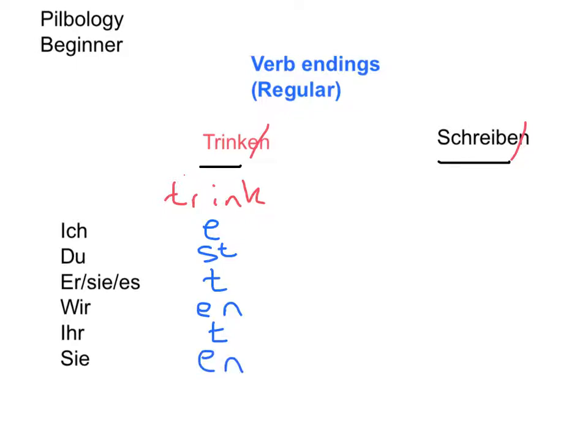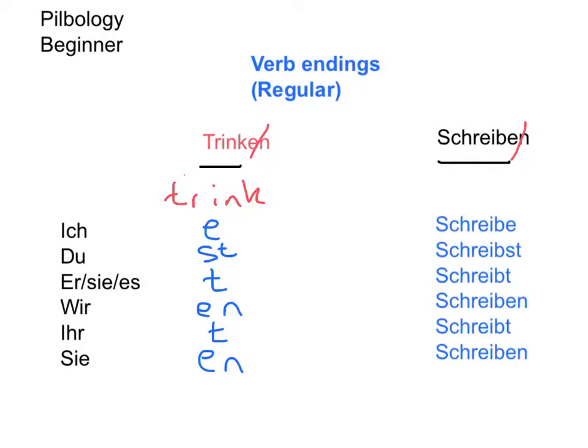That pattern stays the same all the time for regular verbs. Okay, so ich trinke, du trinkst, sie es trinkt, wir trinken, ihr trinkt, sie trinken. Quite simply, you have to know this. Let's do one more. Well, before we start, see if you can have a go at conjugating the verb schreiben using trinken as an example. Pause the video and do that now.